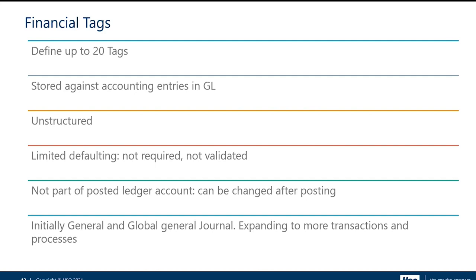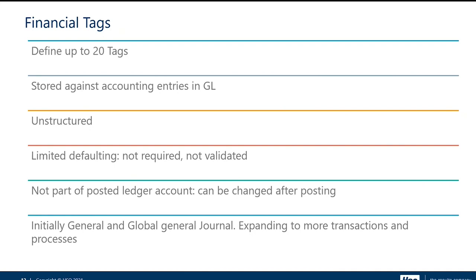So what does it do for you? It allows you to define up to 20 tags. They're stored against the accounting entries in the GL, as you can see. They're kind of unstructured. They're not something like the dimension structure or the chart of account structure in Dynamics that you'll be familiar with. They're not that restricted. So there's a bit of defaulting, but they're not required, they're not validated. Think of them as additional text fields that are also, as you can see, not part of the posted ledger account. So they can be changed after posting.